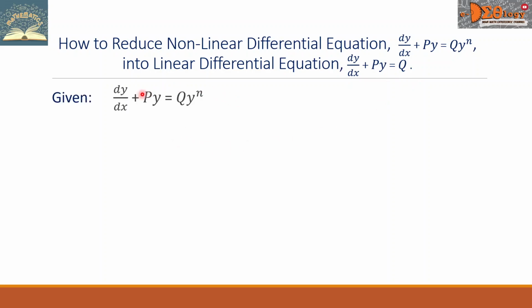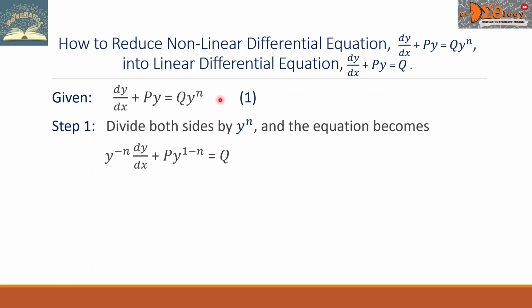Given this nonlinear differential equation, we consider this to be equation 1. The step 1 here is to divide both sides by y raised to n. So the new equation becomes y raised to negative n times dy over dx plus p times y raised to 1 minus n equals q. And we consider this to be equation 2.